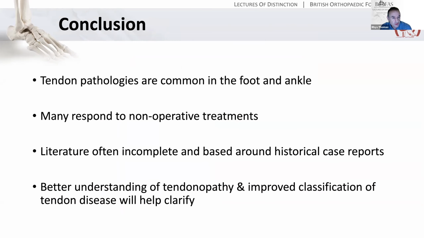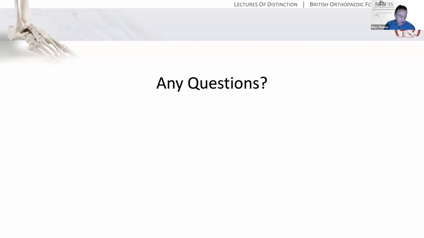So in conclusion, tendon pathologies are common in the foot and ankle. Many will respond to standard non-operative treatments. The literature, though, is often incomplete and based around fairly small historical case reports. In the future, hopefully, we'll have a better understanding of the process of tendinopathy and its healing, and improved classifications of tendon disease will help clarify our thinking and decision making. So thank you very much. I know I've run on for a fairly long time.